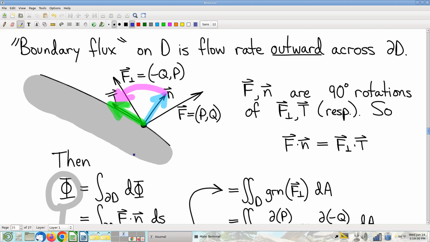And then let me make the other observation that if I take any vector field, whatever my vector field might happen to be, and rotate that 90 degrees counterclockwise, I'm going to get a different formula here, but this is how you rotate a vector field. P comma Q, 90 degree counterclockwise rotation is negative Q comma P.